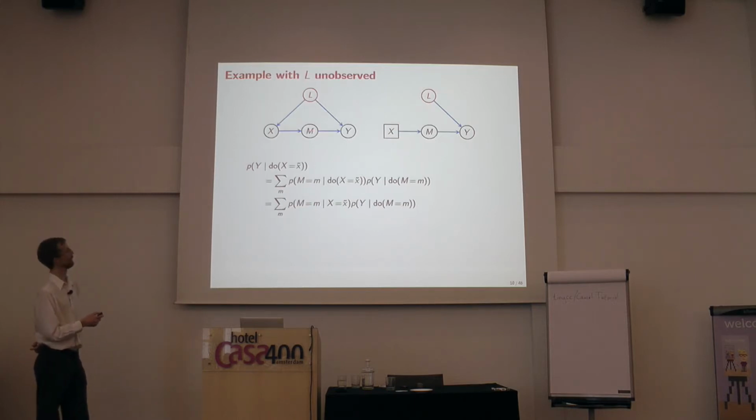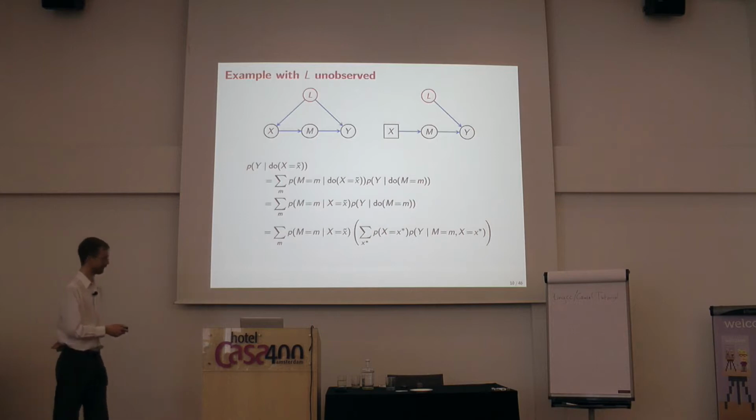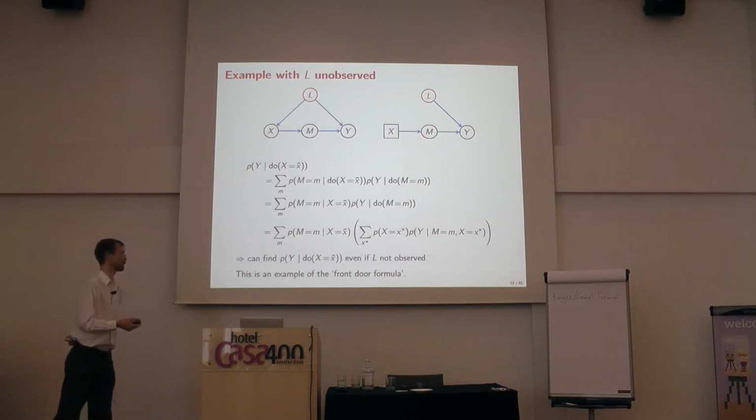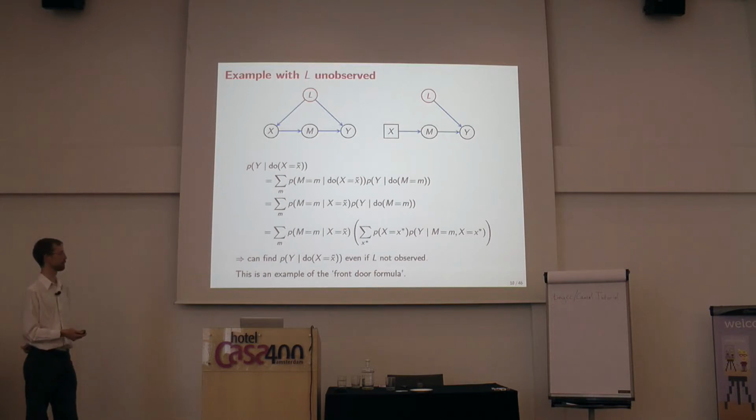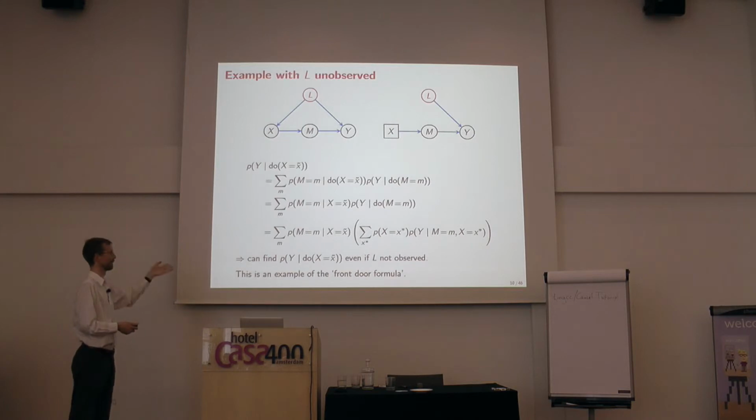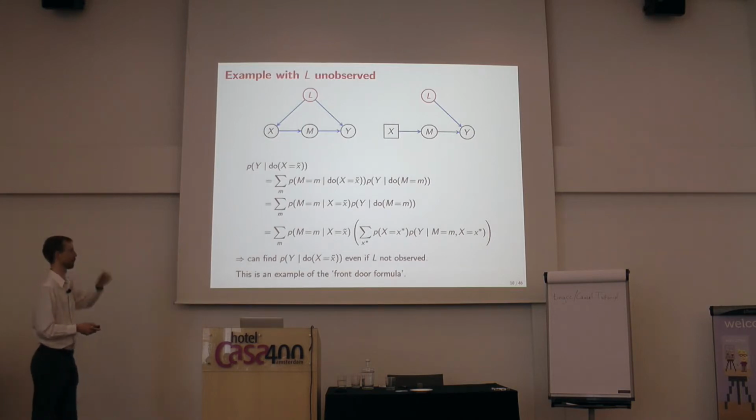But now if I look at that, I can see that's similar to the backdoor formula. Here I've got M, I want the effect of M on Y, and now I've got this backdoor path, but X is sufficient to block that backdoor path. So I can use the backdoor formula here to get the effect of M on Y. And so it shows that even if L is not observed, I can still identify the effect of X on Y. So this is an example of what I'll call the front door formula.